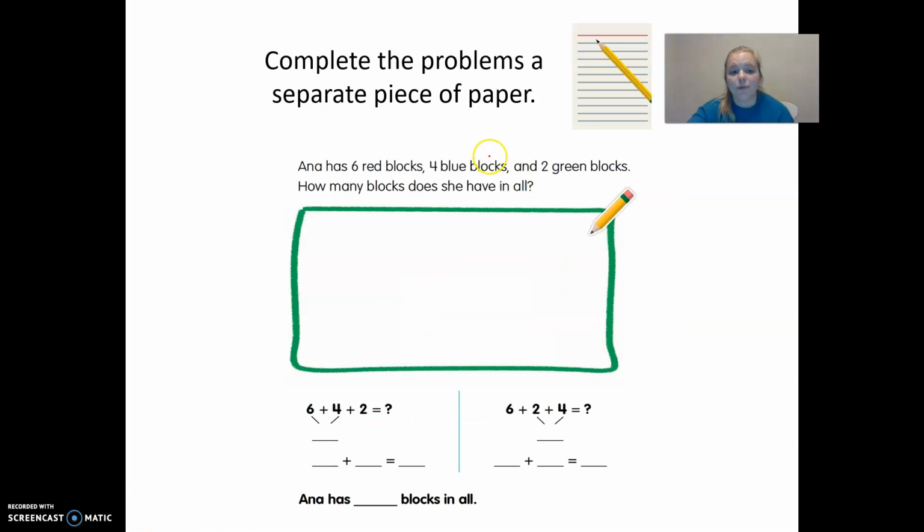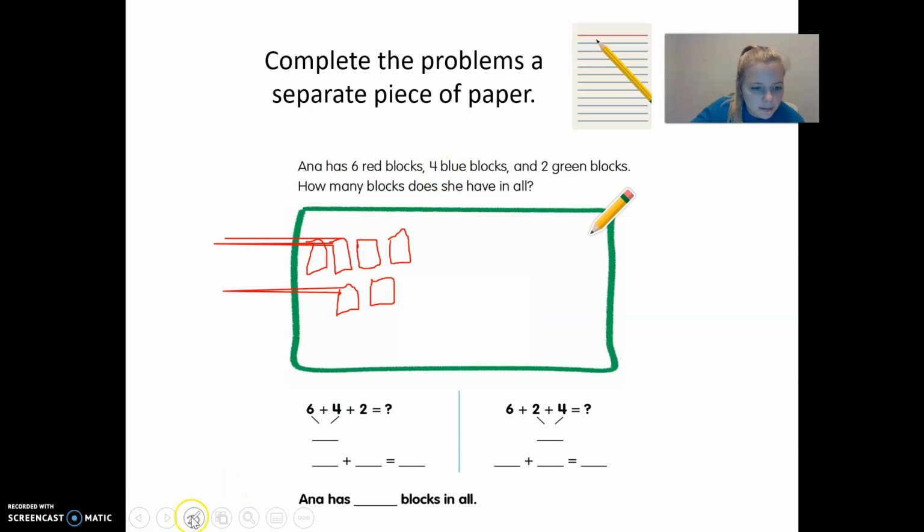All right, so now I have a word problem. Anna has 6 red blocks, 4 blue blocks, and 2 green blocks. How many blocks does she have in all? All right, on your separate sheet of paper, a good idea might be to draw a picture. Okay, so she has 6 red blocks. 3, 4, 5, and 6 red blocks. Okay. Then she has 4 blue blocks.